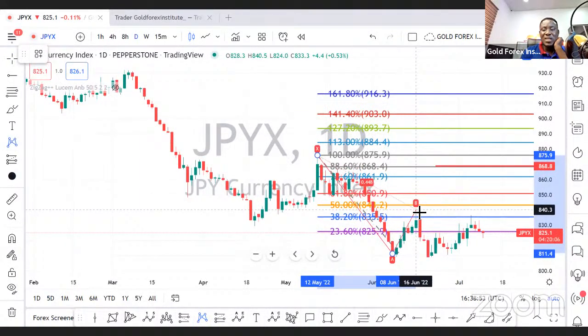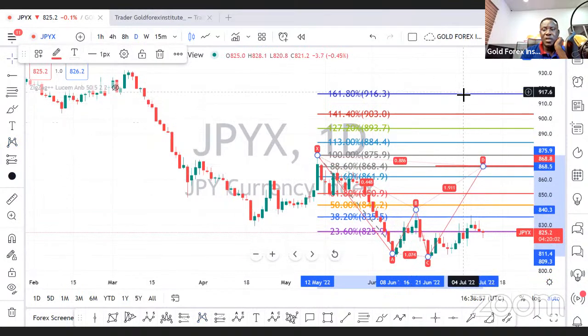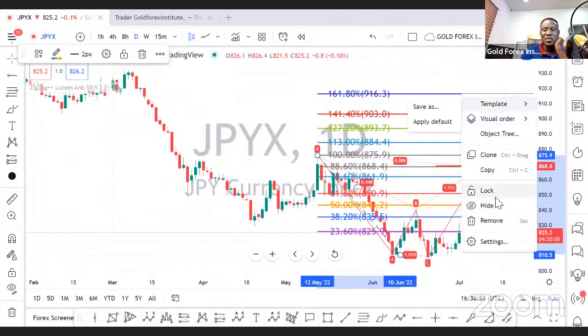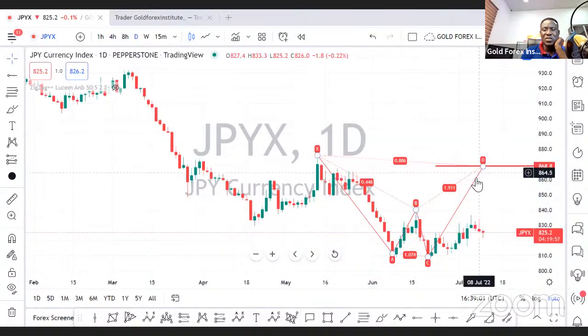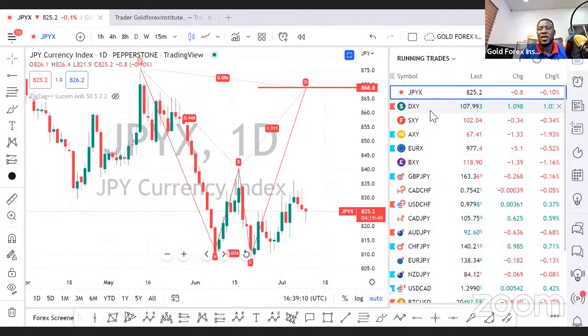So I'm expecting a little bit of strength in the yen, at least to get to this level so that it will form more of a flat correction and drop from there.